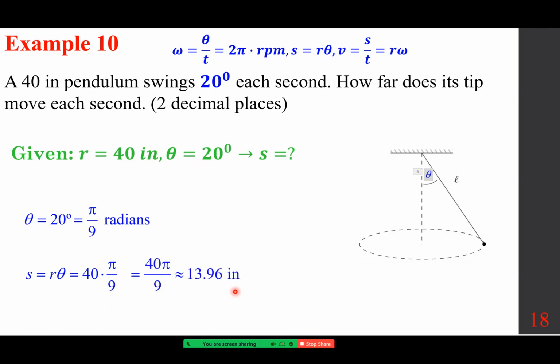This is the exact answer. This is the approximation, the units of the radius. So 13.96, almost 14 inches. So almost 14 inches. We are looking at the distance.